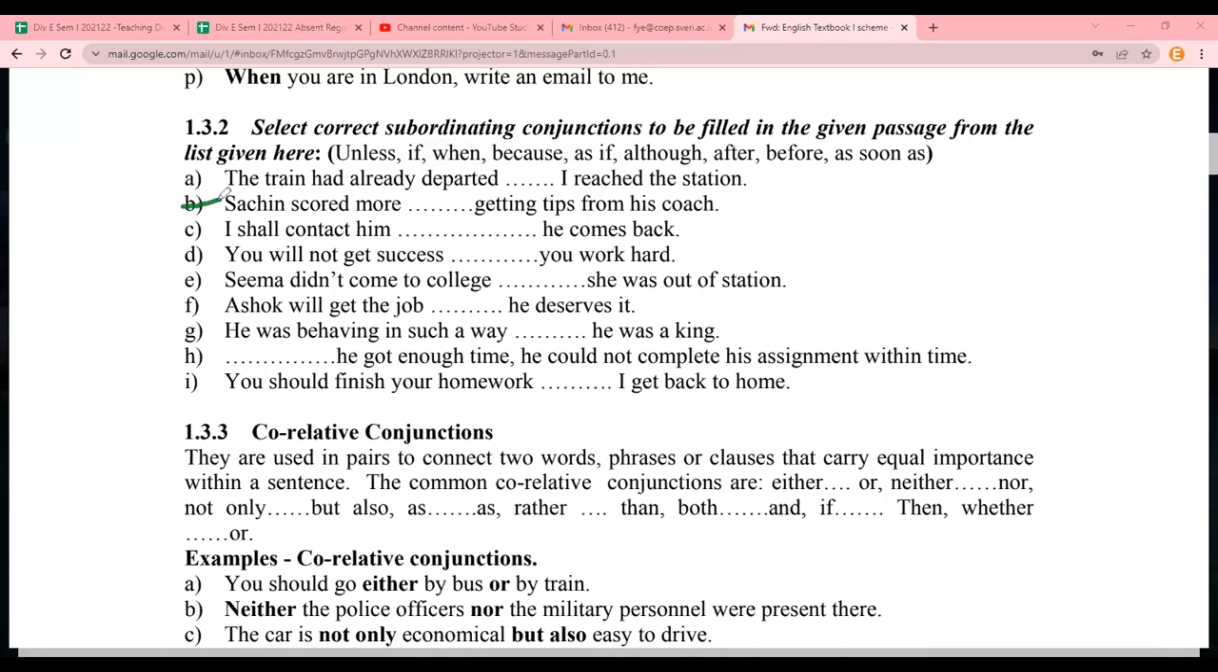B, Sachin scored more dash getting tips from his coach. After. Yes, Suyash said after getting tips from his coach. Number C, I shall contact him dash he comes back. As soon as he comes back. Okay, as soon as.